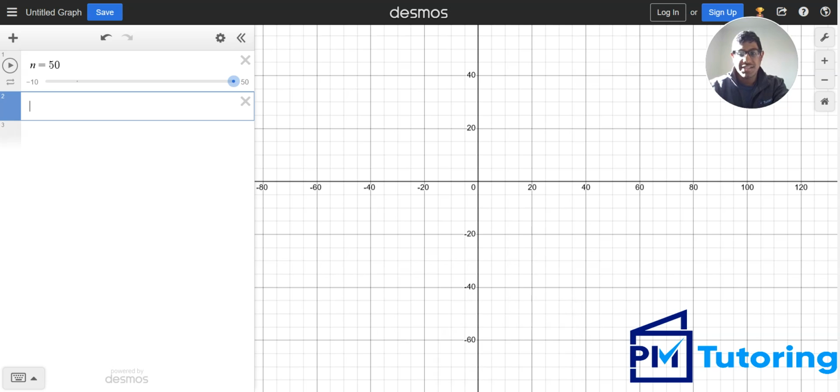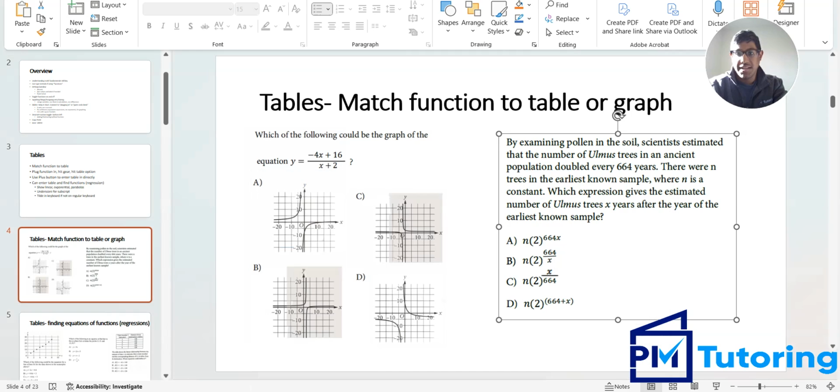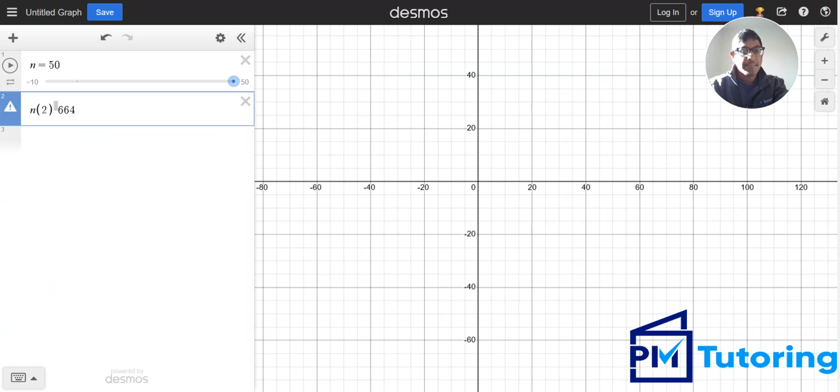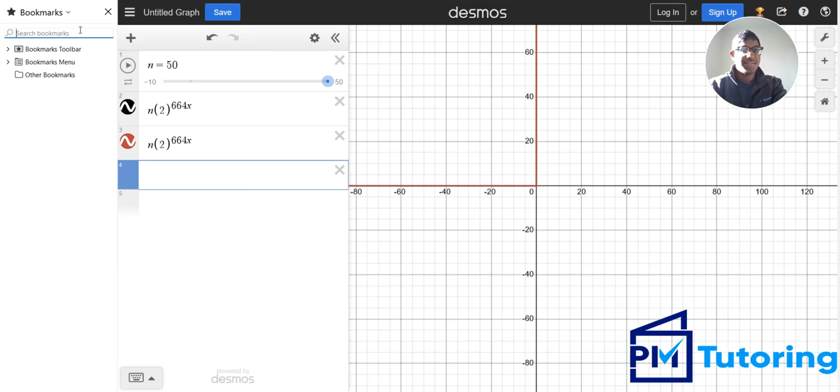Then we can just type in our expressions. So that's n, parentheses 2, and then we raise that to the, and the first one is going to be 664x. Now, because these are all similarly structured, we can just copy and paste it to save time typing and just edit the exponents.